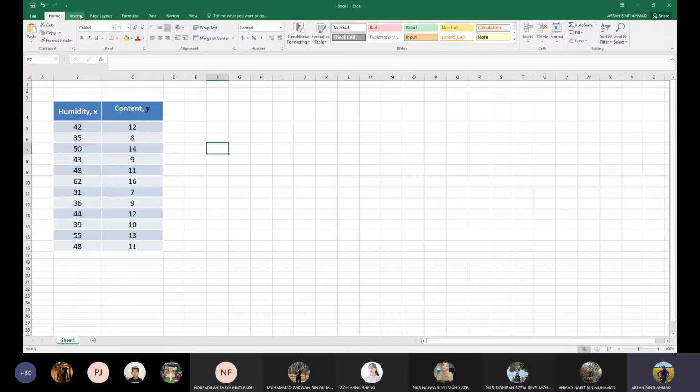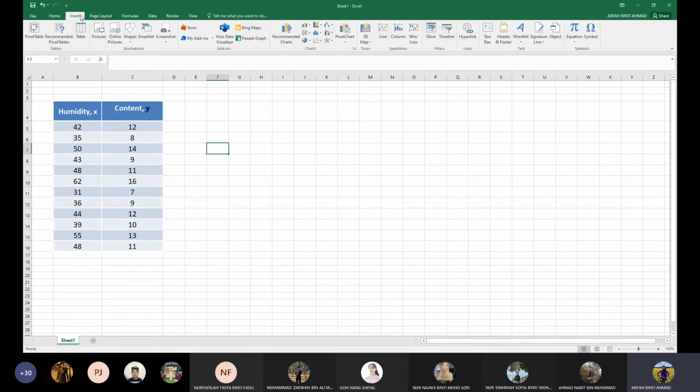So, pergi dekat insert. Dekat atas kanan, ke atas kiri tu. Insert, awak ambil yang ada rajah this one. Tengok anak panah saya tu. Insert scatter XY or bubble chart. So, click this one. Yang lain dah key in data ke tengah type lagi?